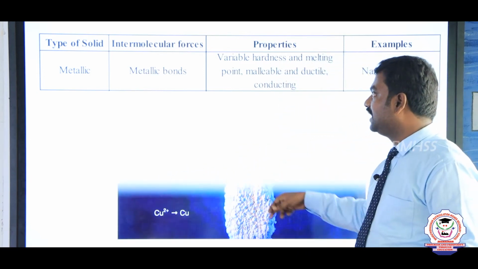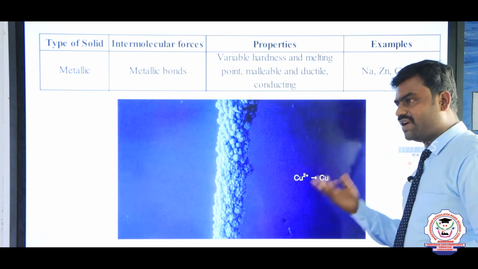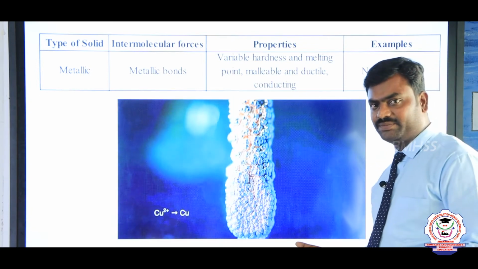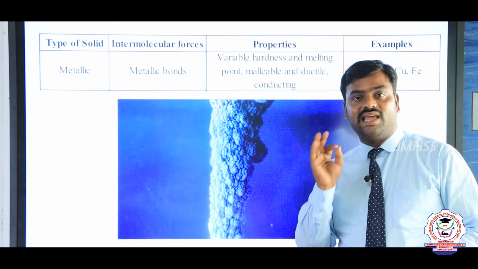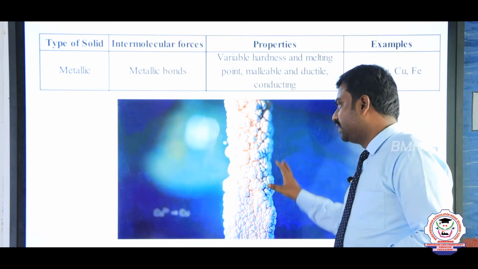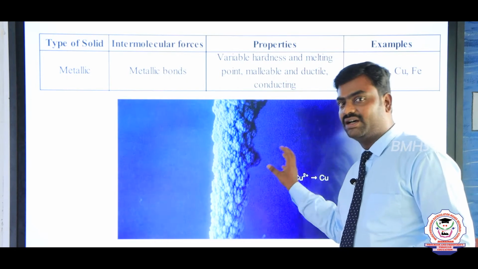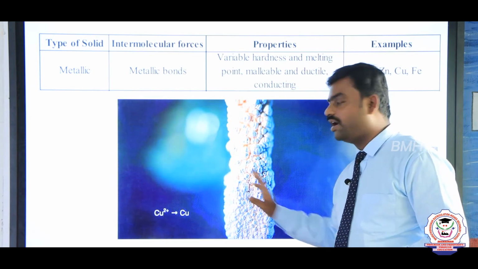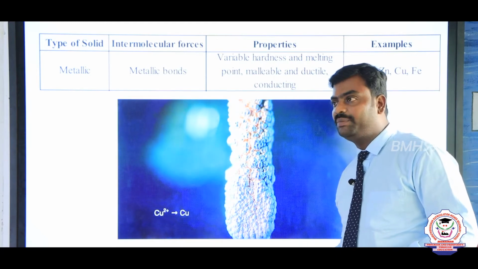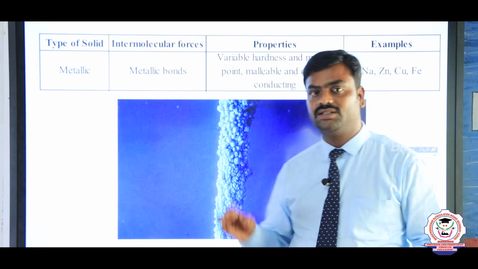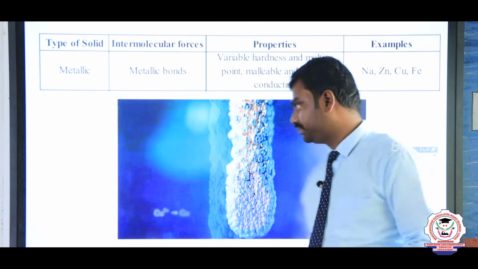See, because of the metallic bond, they show variable hardness. Yes, they have flexibility, malleability, ductility, and they have electrical conductance also. So here is a perfect example for crystallization of metal. Copper is given here. During the electrolysis process, copper crystallizes into a perfect crystalline metal.